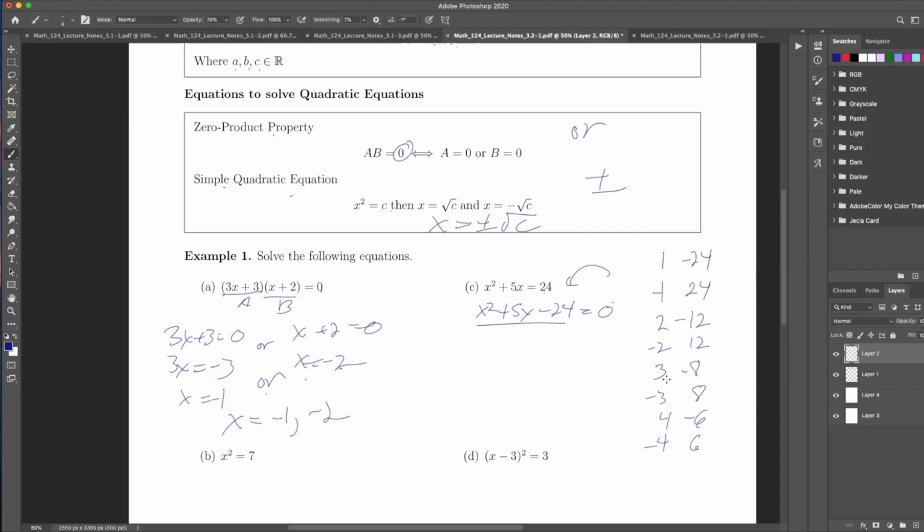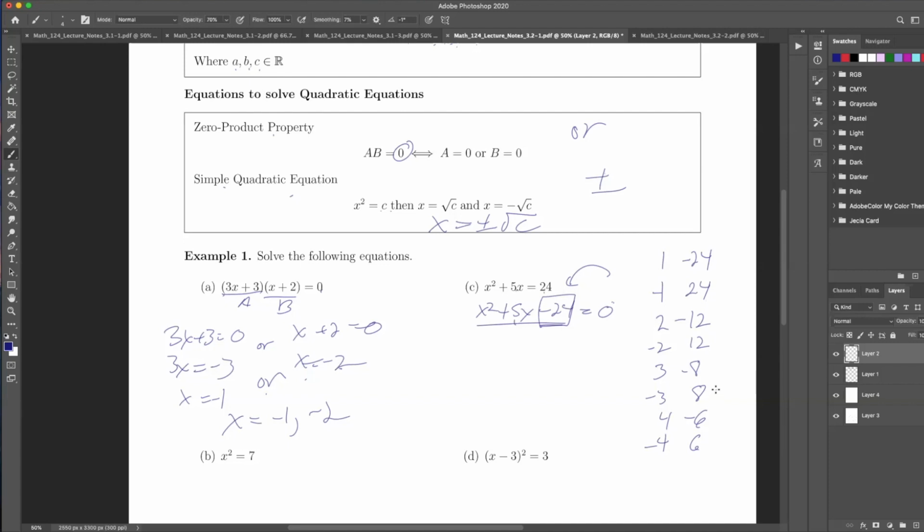Oops, I forgot the negative 12 here. Thank you. But if it's negative, one's negative and the other one's not. So you'll actually have it all listed out twice. So here, I want to figure out what are the factors of minus 24. And so these are all my factors. Then I want to figure out which two add up to be 5.